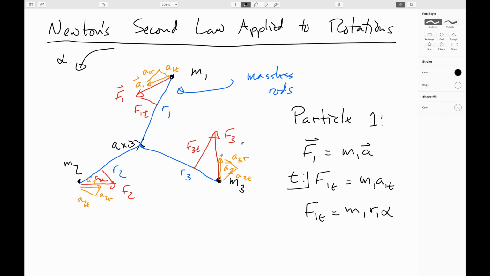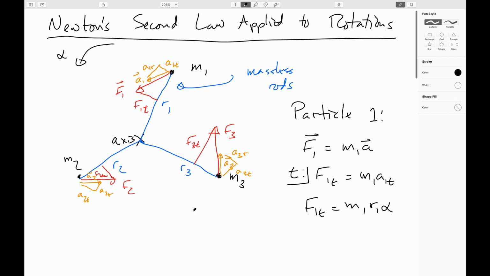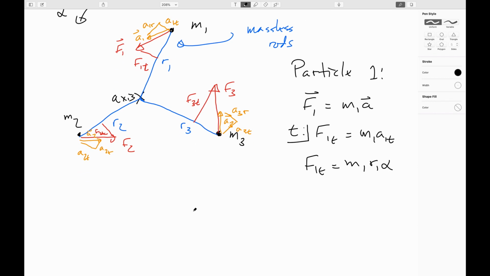Okay, so how does this apply to a torque? Well, I can go ahead and take this and multiply it by R1, and get that this is equal to M1 R1 squared alpha. So the torque due to force number 1 is equal to M1 R1 squared alpha.